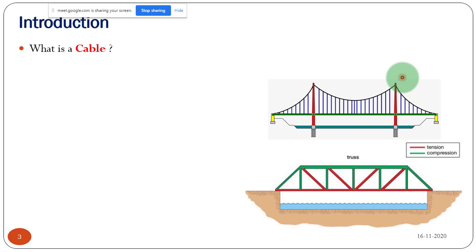What is a cable? Somebody can tell me something? The structure which is subjected to tension is known as a cable. A structural member subjected to some tensile force. What I mean is the internal force will be tensile force in the cable. That is correct. But then what is the difference between a tie member of a truss and a cable?